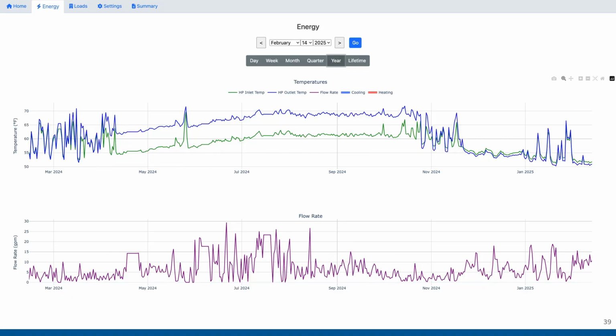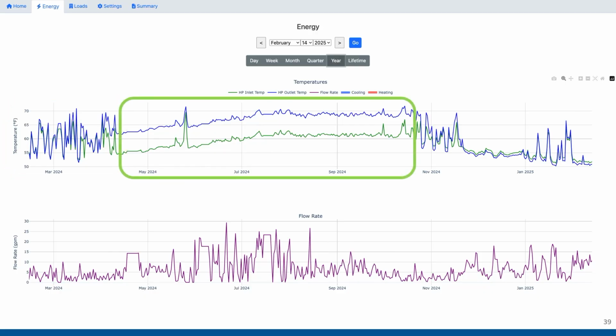And then in the summertime, we have a nice delta T. Nice cooling. This makes a lot of sense. Have an increasing ground heat exchanger temperature. And in the wintertime, again, we have some issues.